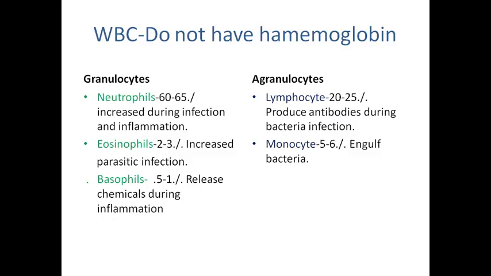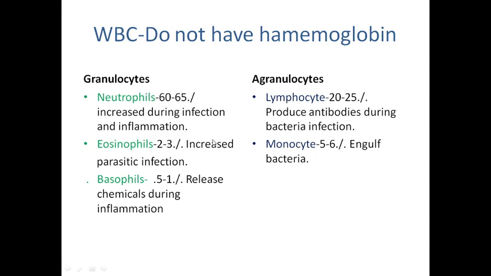The next one is called WBC. WBCs do not have hemoglobin. They are colorless. Based on the presence of granules, they are classified into two types. One is granulocytes, and the other is agranulocytes. The granulocytes are again classified into three types: neutrophils, eosinophils, and basophils. And agranulocytes are classified into two types: lymphocytes and monocytes.